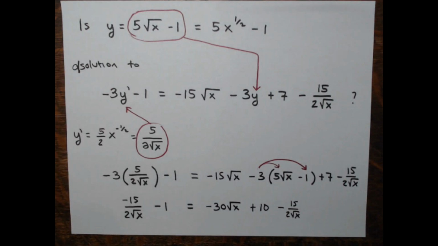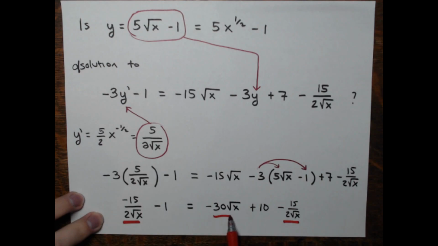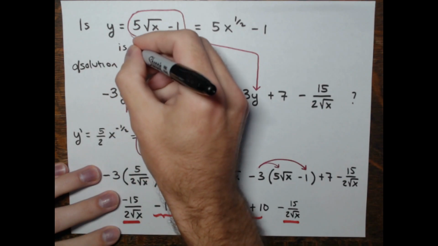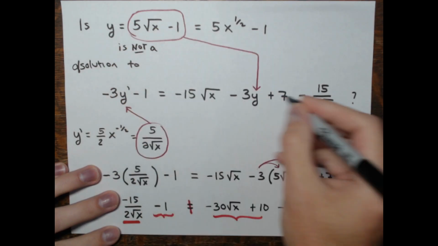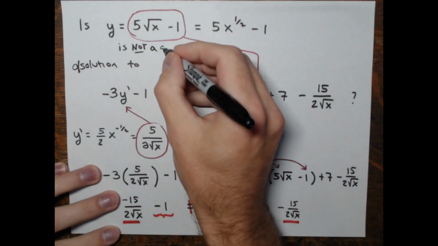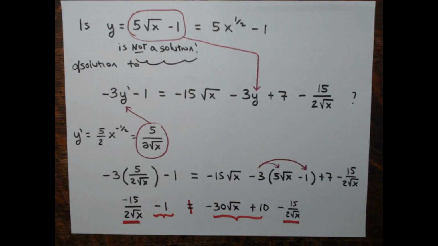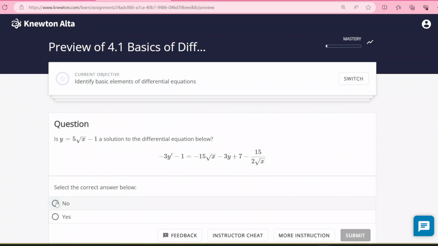Okay, now look at these expressions. They both have this negative 15 over 2 root x term, sure, but then the rest of it is different, right? These are not always equal then. Okay, so I'm going to put a little not equal. That means that this function we were given is not a solution to the differential equation we were given. Right, so this is not a solution. So back in the assignment, simple multiple choice, no, right? The answer is no.